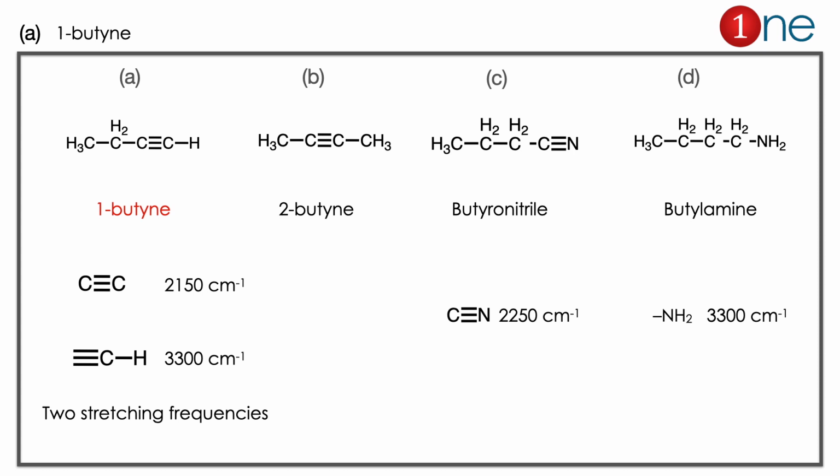B has only a C triple bond C bond and C has only a C triple bond N bond and D has NH2. NH2 has the possibility of 3300 but doesn't have another bond. So compound A has only two higher values. So the answer is clearly A there. Here the concept you have to learn is that multiple bonds always have higher stretching frequency.